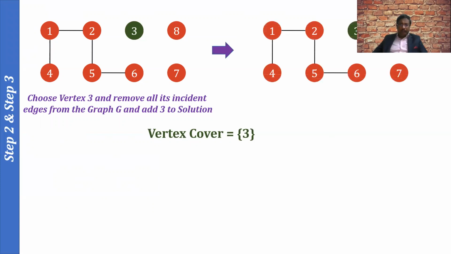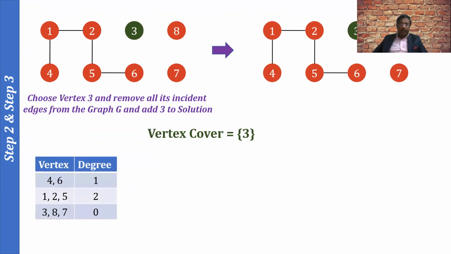The next step is to obtain the graph, and now we have to update the vertex table, because certain edges have been removed from the undirected graph. Now the degree of vertex 4 and 6 is 1, and the degree of vertex 1, 2 and 5 is 2. 3, 8, 7 have already been removed, so their degree is 0. So choose the vertex with highest degree, but we have 3 vertices here, 1, 2 and 5. You can choose any one.